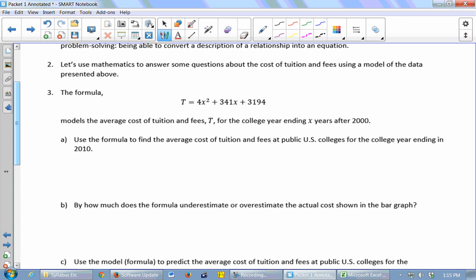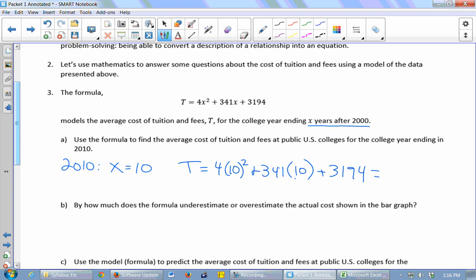10, yeah, because we're measuring years after 2000. X is being measured in years after 2000. So for 2010, X is actually 10 years after 2000. So I'm going to plug a 10 in there for X. So T for tuition is going to be 4 times 10 squared plus 341 times 10 plus 3194.